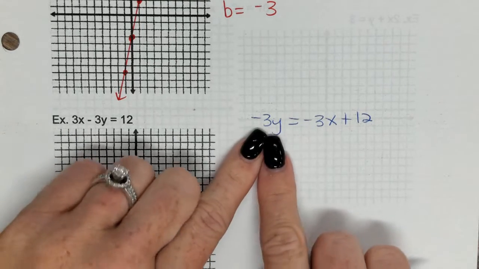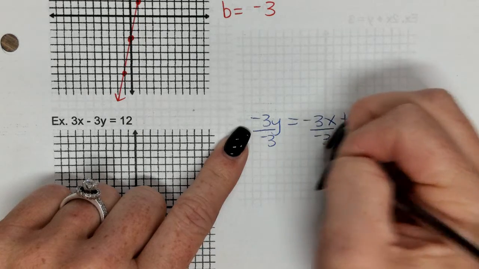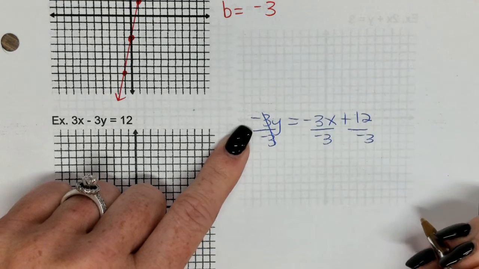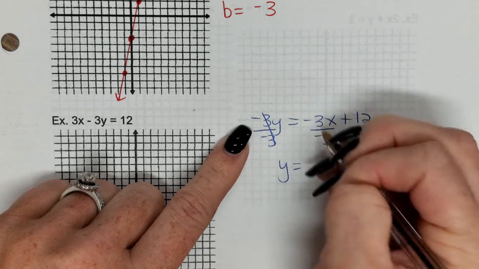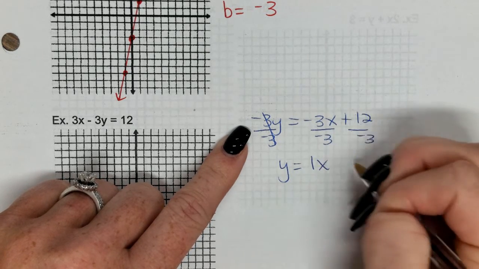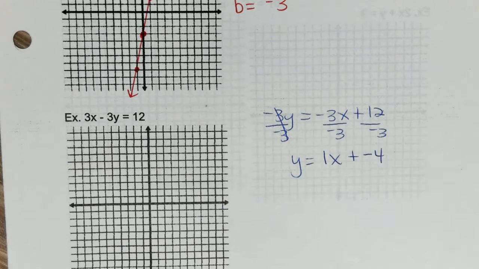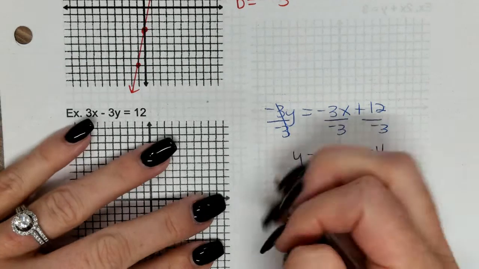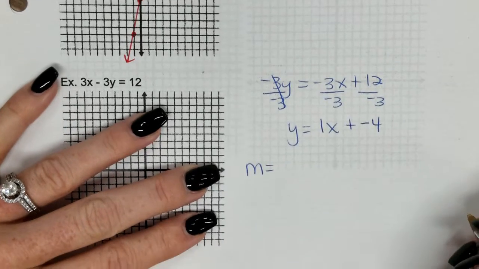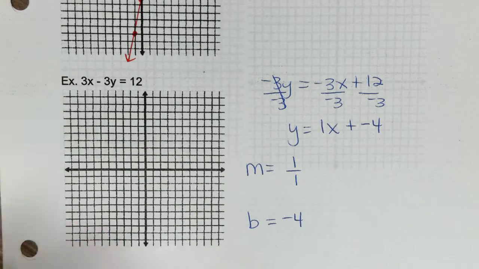No, because I have to get the y by itself by dividing everything by negative 3. So I have y equals negative 3 divided by negative 3 is 1, 1x plus 12 divided by negative 3 is? All right, so I have 1x minus 4, or 1x plus negative 4, whichever way you want to say it. So what is my slope? 1 over 1. What is my y-intercept? Negative 4.